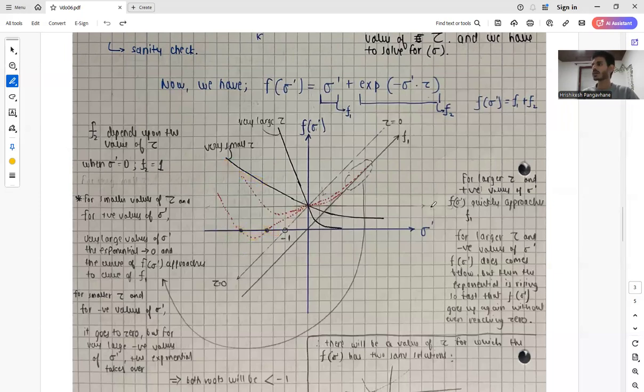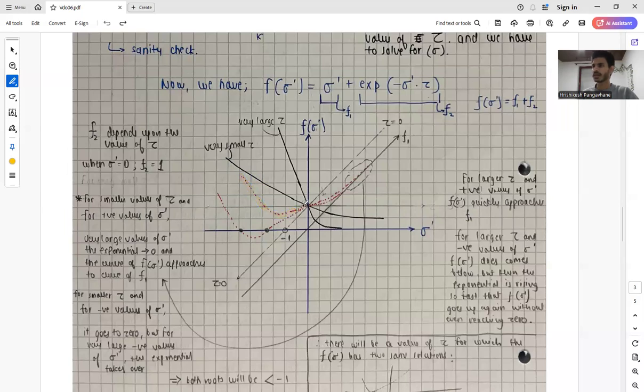And similarly, talking about the positive side, for the larger value of tau and for positive values of sigma prime, the function quickly approaches f1, and for larger values of tau and negative values of sigma prime, the function does come below, but then the exponential is rising so fast that the function goes up again without even touching the 0 line. So there will be a value.